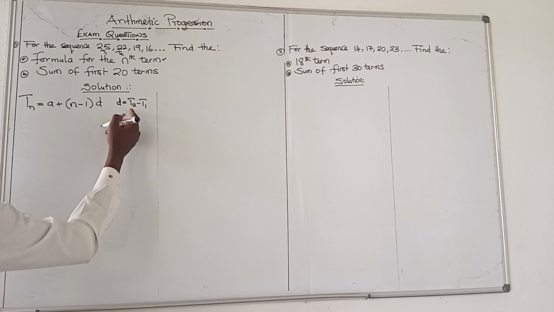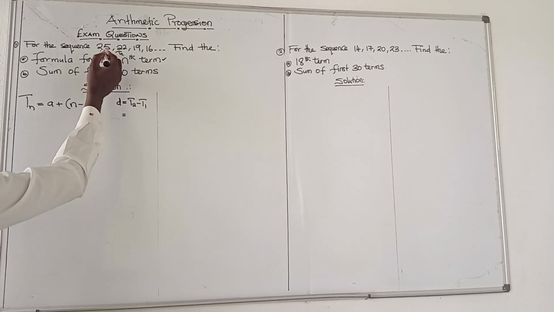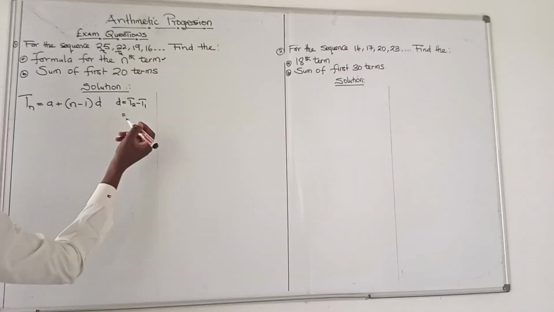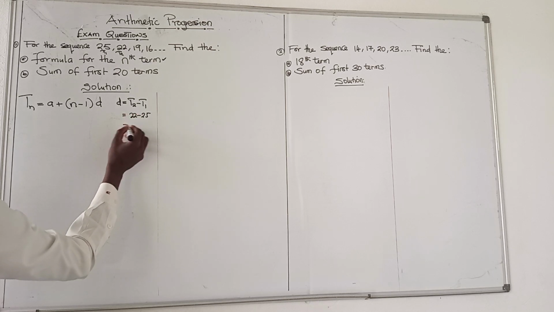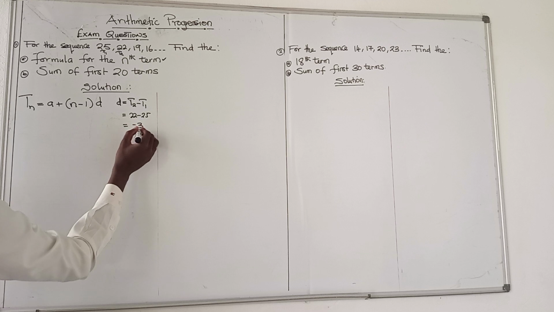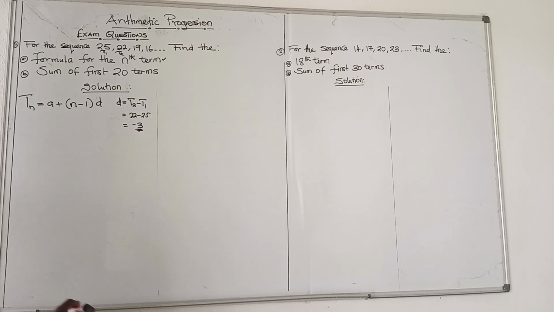So this will be equals T2 minus T1. 25 is the first term, 22 is the second term. So we say 22 minus 25, and our common difference will be negative 3. Okay, so we replace in our formula.